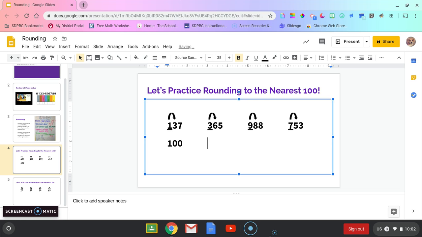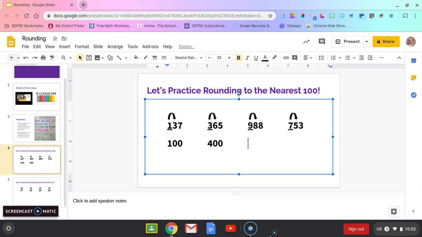All right, let's do the next one. 365. We're rounding to the nearest 100. I've underlined the digit in the hundreds place, which is 3, and then I look right next door. Is the 6 going to make the 3 round up or stay the same? The 6 is going to make the 3 round up, so it's going to round to a 4, and the other digits turn to zeros to make 400.